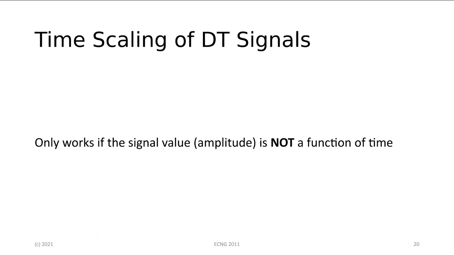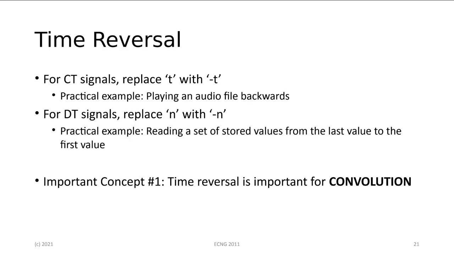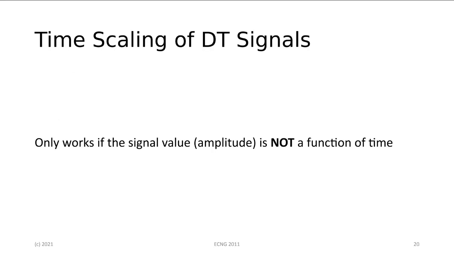So therefore, time scaling works only if the signal amplitude is not a function of time. If it is a function of time, then you're going to distort the signal. So what you send down the road is not going to be just simply the original signal taking up less time, but all of the amplitudes and values inside of them have also been changed as well. Yeah? Okay, so that's time scaling, if you like, time compression and expansion.